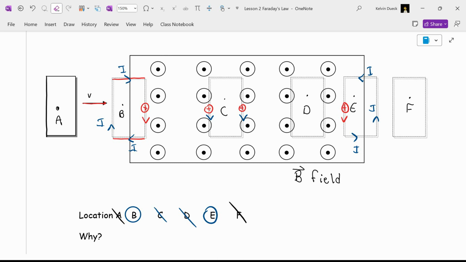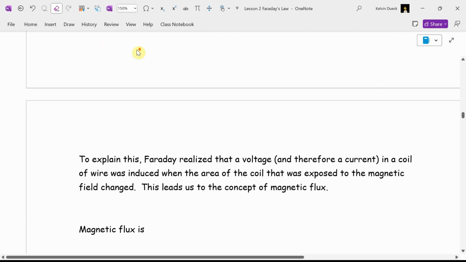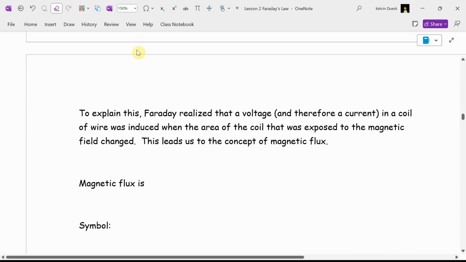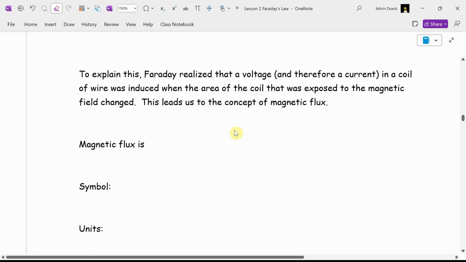He said, I think I know how I can combine spinning something, moving something sideways, and moving the rod from the first lesson that we did. And it brings us to a concept called flux, magnetic flux. So to explain this, Faraday realized that a voltage, and therefore a current, in a coil of wire was induced when the area of the coil that was exposed to the magnetic field changed. This leads us to the concept of magnetic flux.